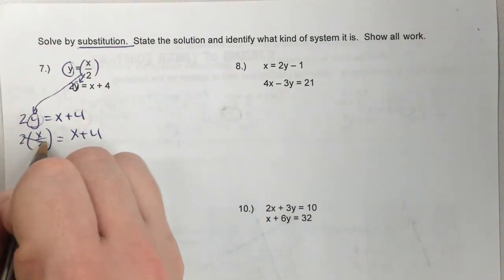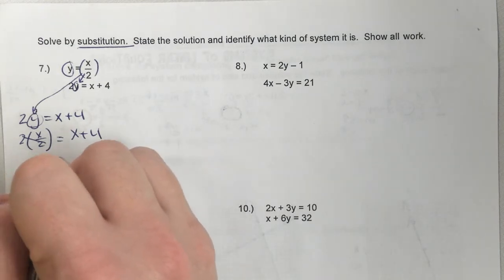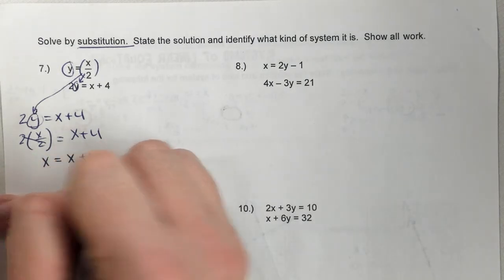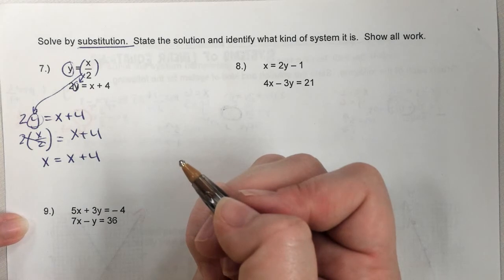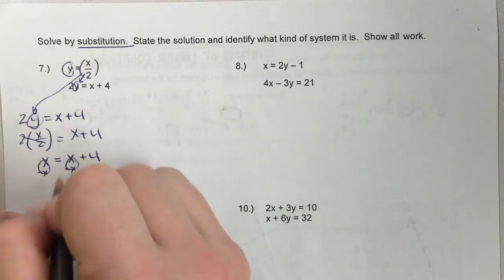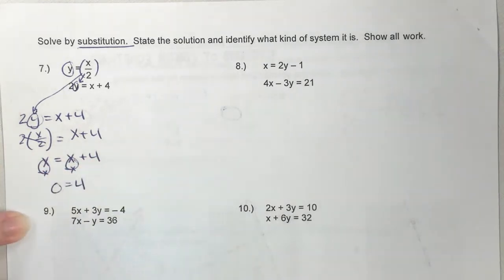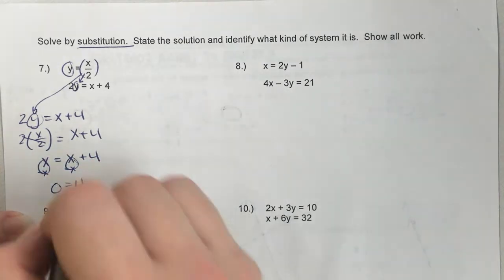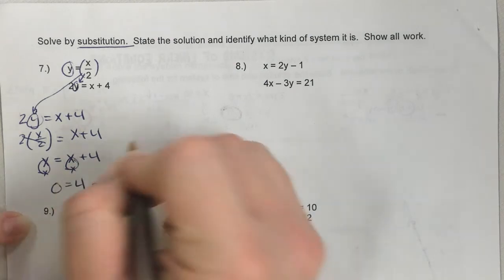Well, these 2's cancel, and we get x equals x plus 4. So I'm going to subtract x from both sides. Well, it zeroes out on both sides, and I end up getting 0 equals 4. True or false? Well, that's false. So this is no solution.